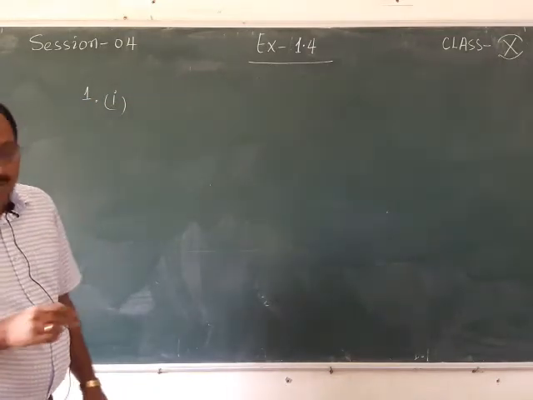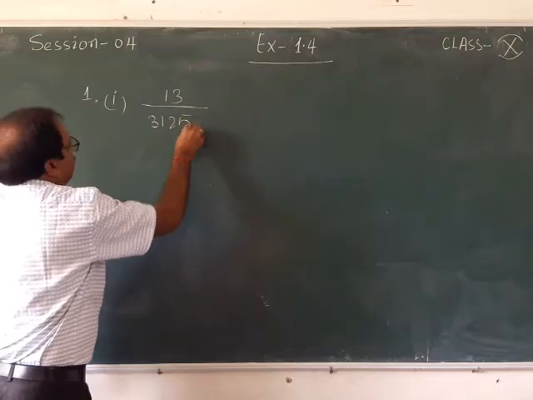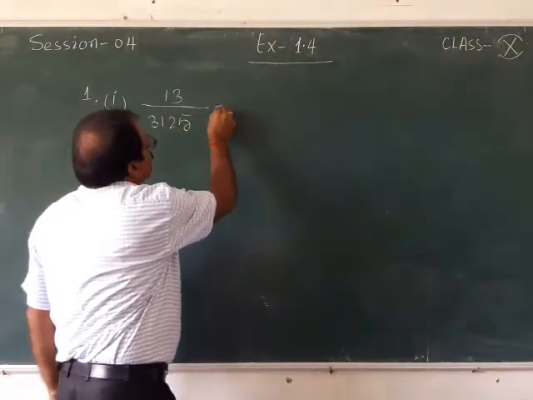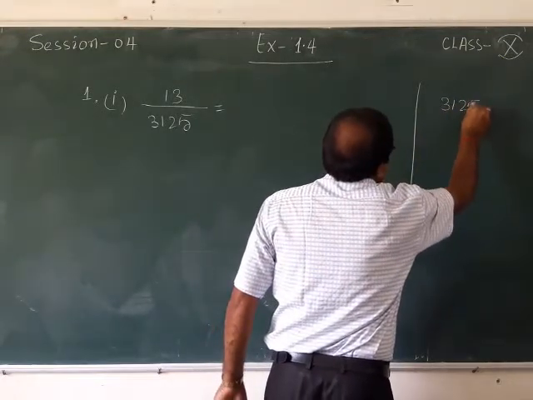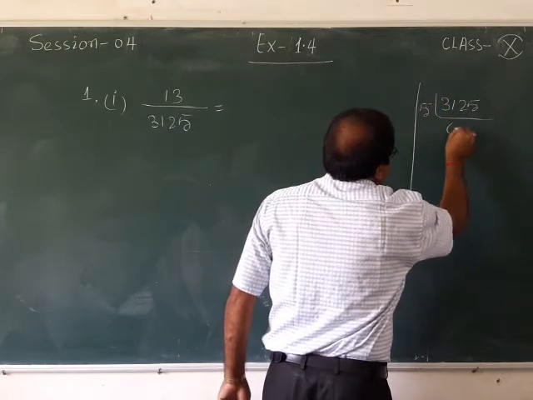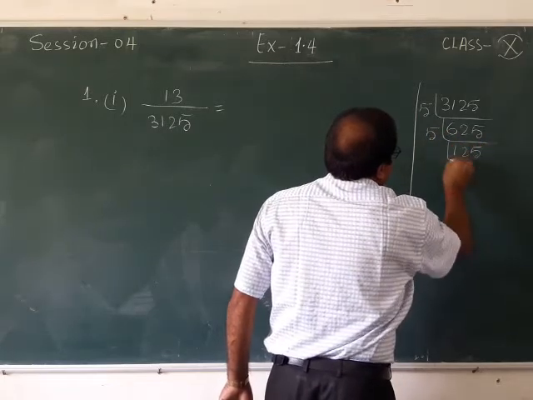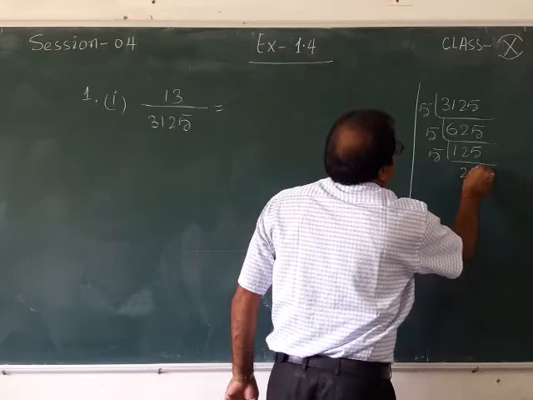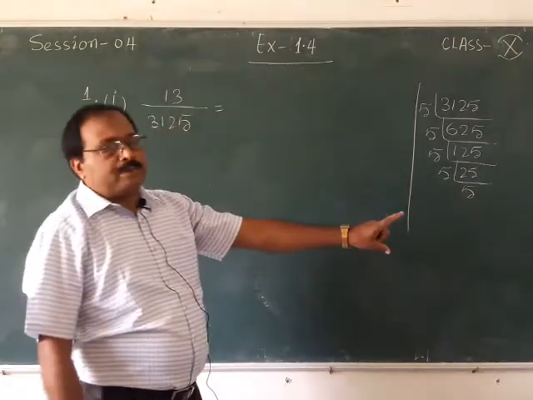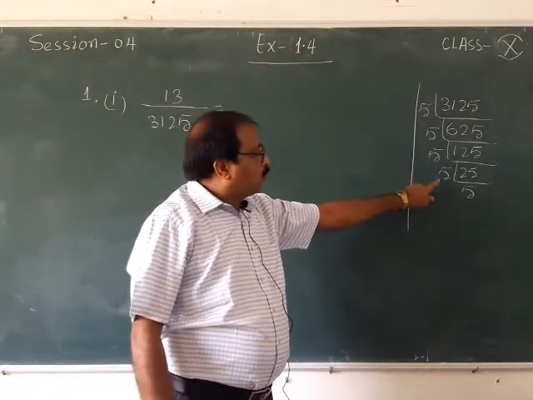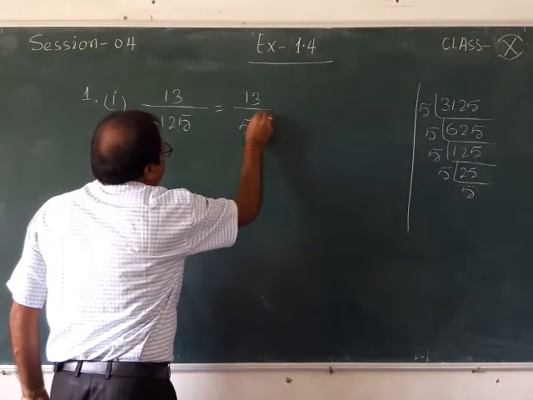The first question is 13 upon 3125. First of all, I am going to find the prime factors of 3125. 5 6s are 30, 5 2s are 10, 5 5s are 25. Dividing by 5, 125 will come. Again by 5, 25 will come. Again by 5, 5 is coming. How many 5s are appearing? 1, 2, 3, 4, 5. So this number is 5 to the power 5.